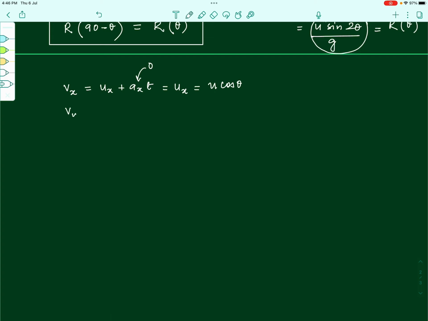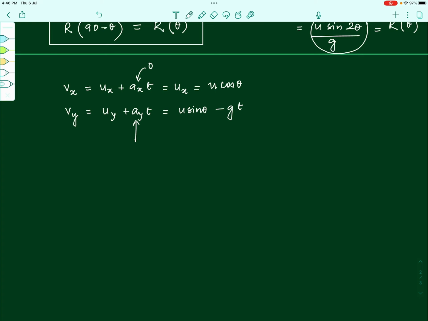Similarly, along the y direction, the velocity of the projectile at any time will be uy plus ay into t. Along the y direction, it is u sin theta, and ay, the acceleration along the y direction, is minus g along the downward direction, right. So, this is the velocity component along the y direction at any time t.